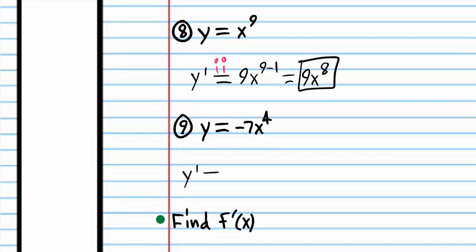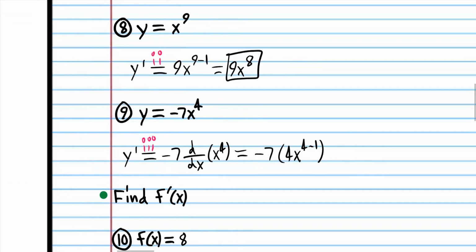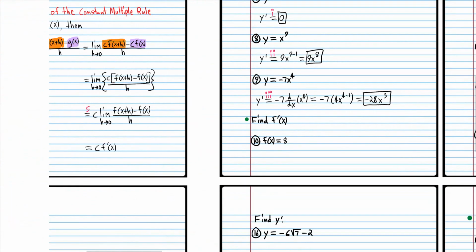So now we're going to find the derivative of this expression here. We're going to have to use the constant multiple rule. That is rule number 3, or differentiation formula number 3. And so we have negative 7 times the derivative of x to the fourth, which is 4 times x to the 4 minus 1 power. Again, you don't have to show this intermediate step if you don't want to. Negative 7 times 4 is negative 28, and then we have x to the third power. So there you go. So that is how this stuff works.